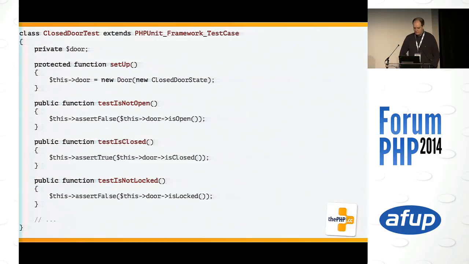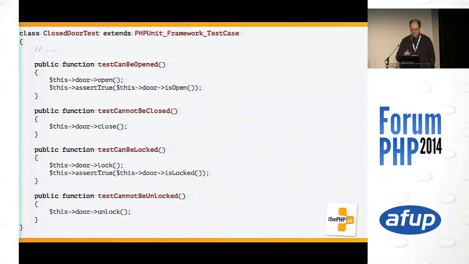And just to give you an example, this is what the generated test code looks like for the closed door test. We create a door object that is in the closed door state. We test that it is not open, that it is closed, that it is not locked, that it can be opened, that it cannot be closed, that it can be locked, and that it cannot be unlocked. Really simple, nothing scary.